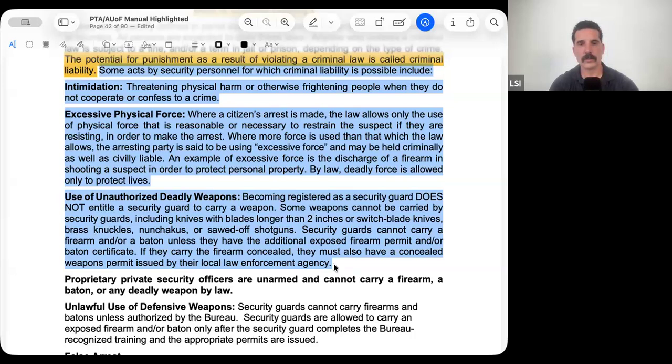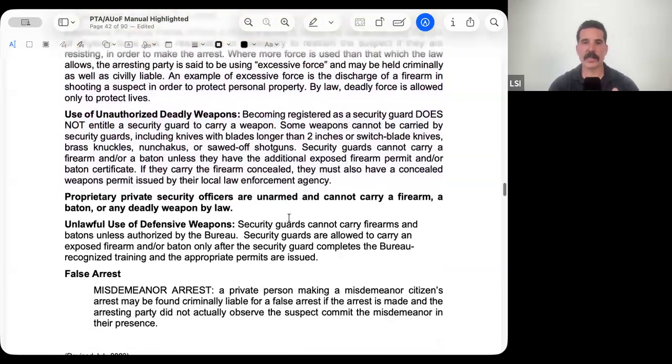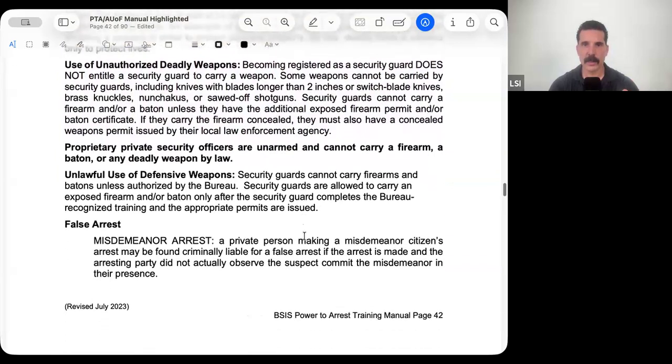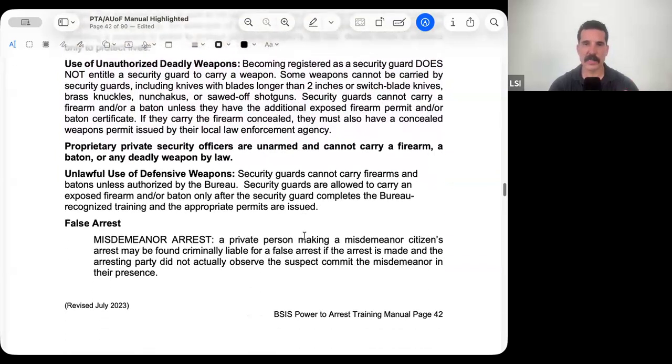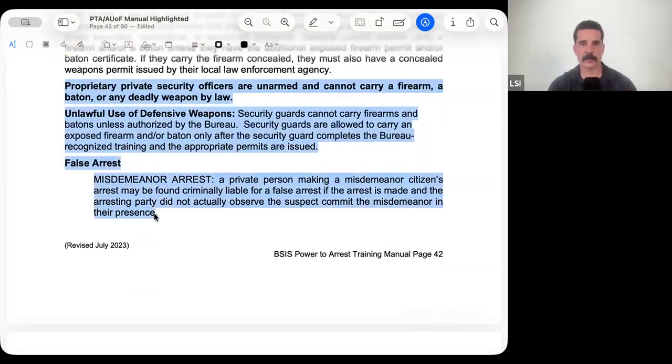Security guards cannot carry a firearm or a baton unless they have the additional exposed firearm permit or baton certificate. If they carry the firearm concealed, they must also have a concealed weapons permit issued by their local law enforcement agency. All right, so you can't carry a firearm or baton unless you specifically have the BSIS permit for carrying those. And if you're carrying concealed, you also have to have the CCW. All right, continuing.